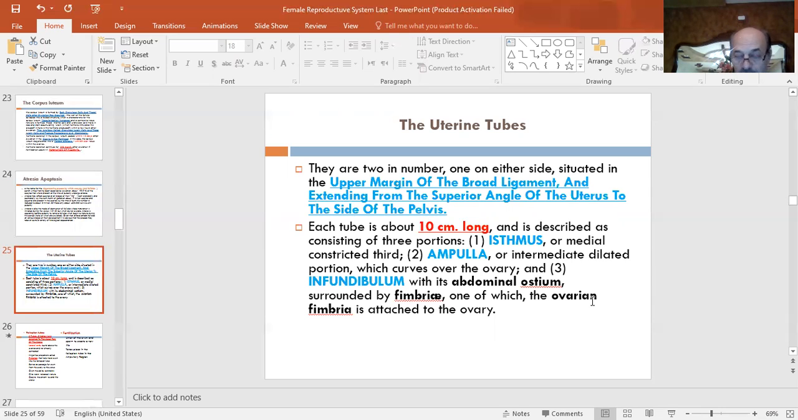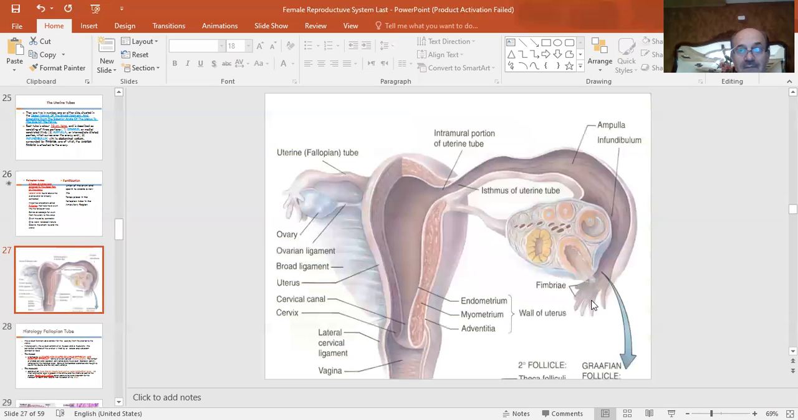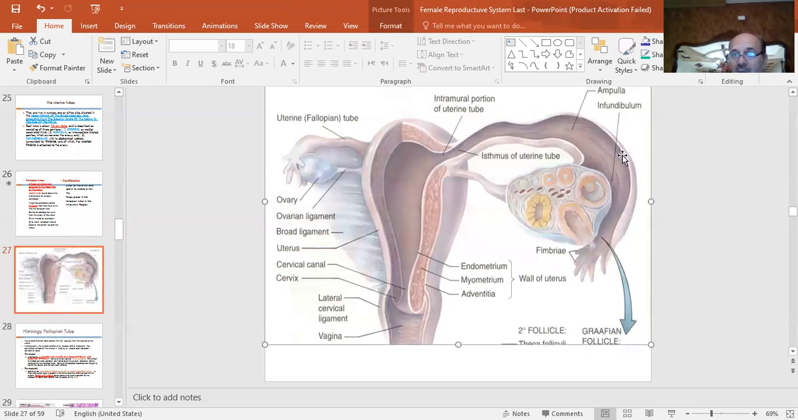So let me pass on to the diagram over here. All right, so this is the fallopian tube. And as you can see, it's made of different parts. The isthmus, which is the narrowest part, that is the entry to the uterine cavity. Then we have the ampullar region.